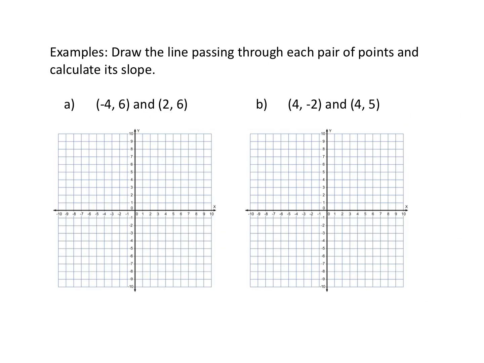Okay, for our next example, we're going to draw the line passing through each pair of points and calculate its slope. So more of the same here. Okay, so I have -4, 6, and 2, 6. Connect those. There's my line. And to calculate the slope, I'm going to subtract the y's, 6 minus 6 over 2 minus -4, which would be 0 over 6, which is 0.